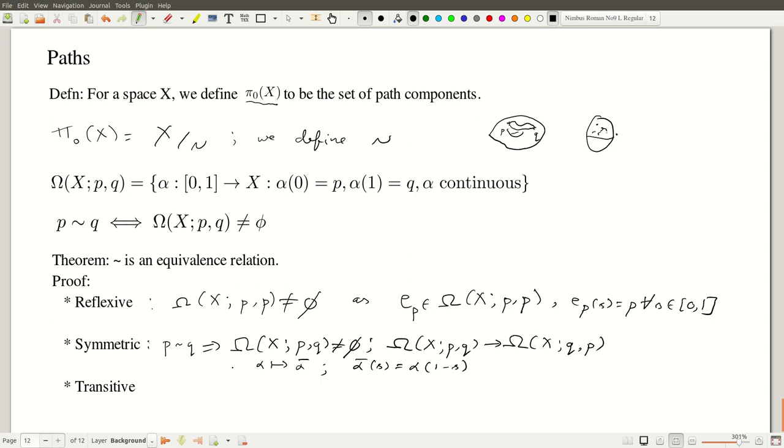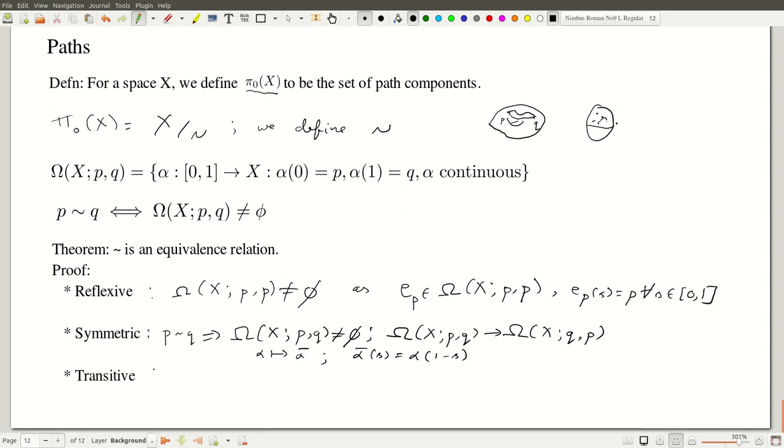Finally we have transitivity. So what does transitivity say? It is the statement that P is equivalent to Q and Q is equivalent to R. So this will tell you omega of x P Q is non-empty, as is omega of x Q R. And it's perhaps time for a picture. Here we have P and Q. Suppose, I'll call this R prime now, it's no longer R. Suppose R was here and I had a path from P to Q.